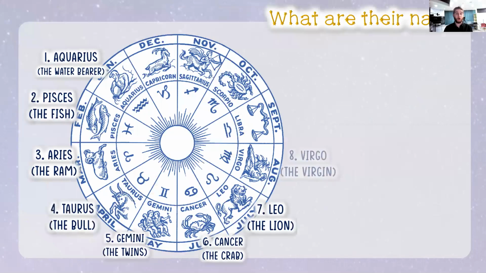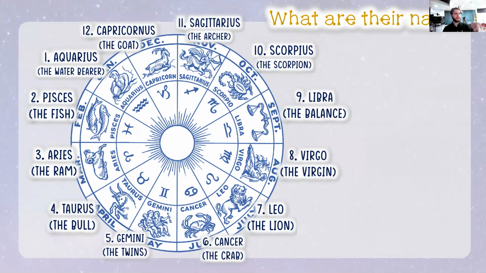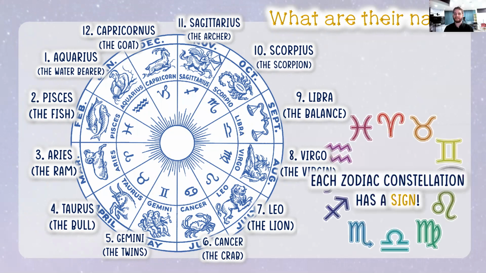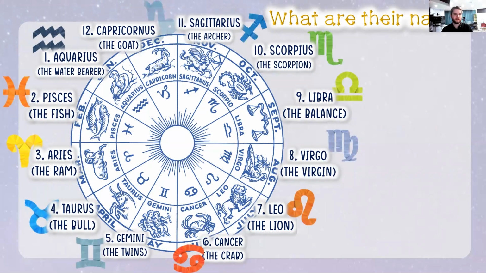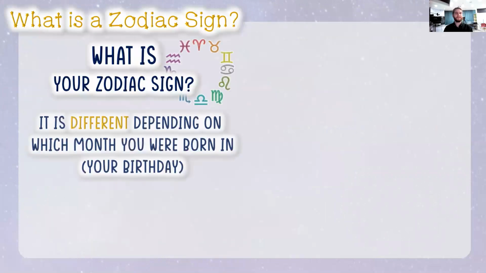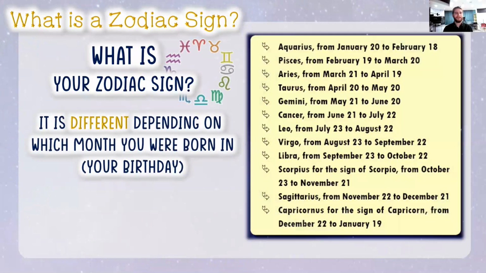So here are all of them, all the names. We have Aquarius, Pisces, Aries, Taurus, Gemini, Cancer, Leo, Virgo, Libra, Scorpius, Sagittarius, and Capricornus. So each zodiac constellation has a sign. So here are all the signs for each one. You can come back to look at these in a second to see which is your sign so you can make it. What is a zodiac sign? So what is your zodiac sign? It is different depending on which month you were born in.